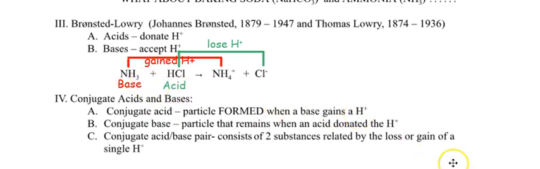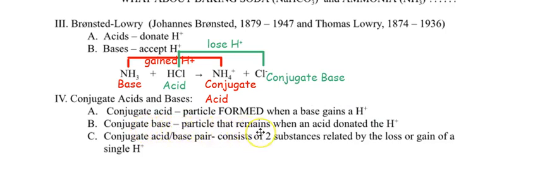So if this is my base, well, what did I bracket? I bracketed this. That must be my conjugate acid. So here is NH3, here's NH4+. This gained the H+, so it's my conjugate acid. So what do you think the chloride is going to be? Well, it is the conjugate base, the particle that remains after the acid donated. So if I take away the H+, I'm left with the Cl-. That is my conjugate base, all right?